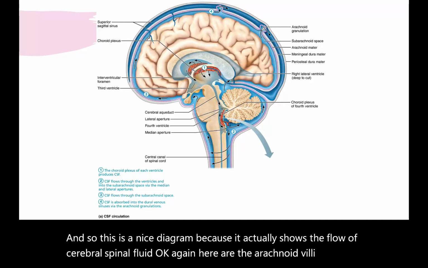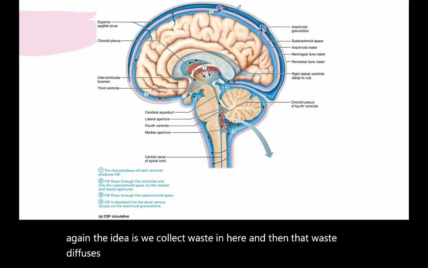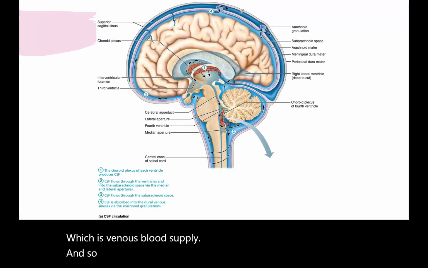And again, the idea is we collect waste in here, and then that waste diffuses into the sagittal sinuses, or the sagittal sinus here, which is venous blood supply. And so we're getting rid of that waste material. All right.